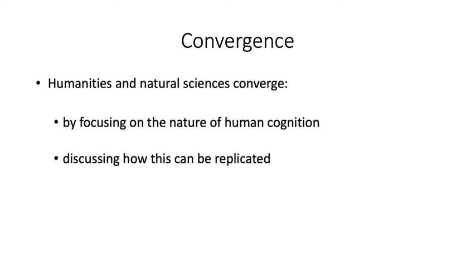Then once you've done that, now we can take these two lenses and see how they're similar. That's what the convergence slide is. And so humanities and natural sciences converge. They're similar in that they're both thinking about the nature of human cognition. Might do it differently, but that's what they're doing. They're talking about the mental states we have. And they are also talking about how this can be replicated. So the question for the humanities was whether it can be replicated. For natural sciences, it's how it would be replicated. And different questions, but it's the same idea of what we're doing and how this can be possible to replicate human intelligence. Okay, so that's how they're similar.